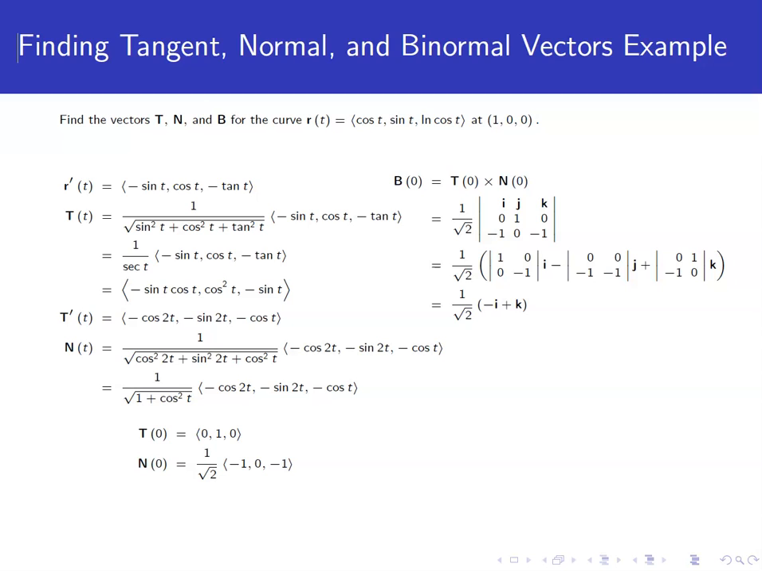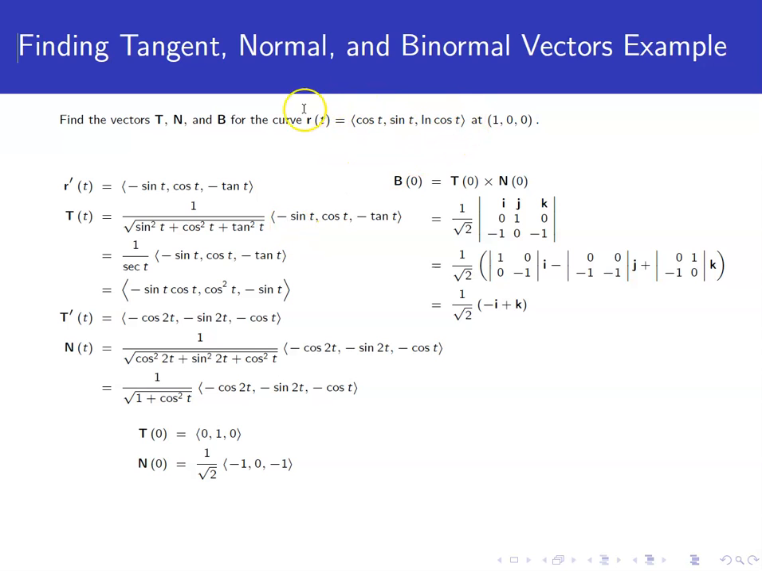The unit tangent vector is 1 over the magnitude of the derivative times the derivative. Well, the magnitude of the derivative will be the square root of sine squared plus cosine squared plus tangent squared. Sine squared plus cosine squared gives you 1. 1 plus tangent squared gives you secant squared. Square root of secant squared gives you, well, absolute value of secant.